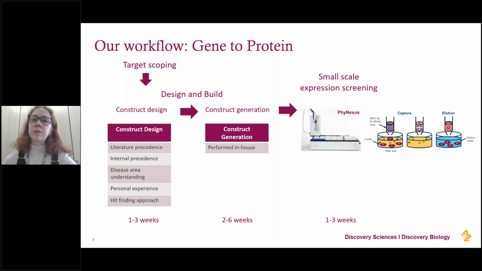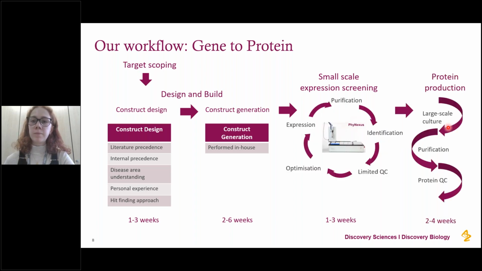This is important to us because it allows us to estimate yields we might likely be able to achieve when we move to a large scale. We can optimize the expression conditions here before committing resource. And then lastly, if we have a series of constructs, maybe with different boundaries or solubility tags, we can select the best expressing constructs to take forward for large scale purification.